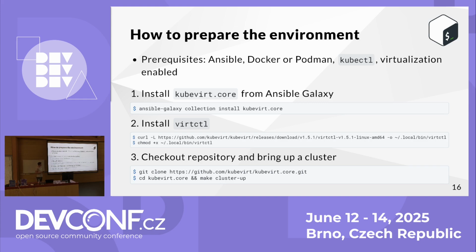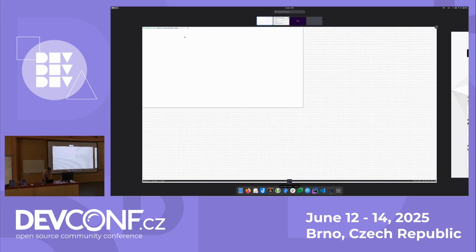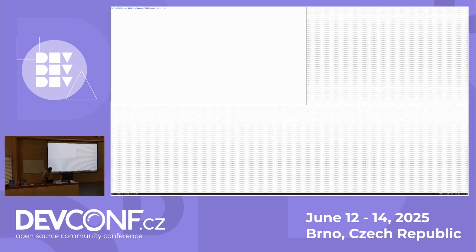So first, install kubevirt.core from Ansible Galaxy. You can run this command here. Next, install virtctl. I'm downloading it from the GitHub releases page. And lastly, I'm checking out the repository of the collection, and then I bring up a cluster by running make cluster up. So now let me switch to my console, and let's hope for the best. Okay. This is very small, but I hope it works.